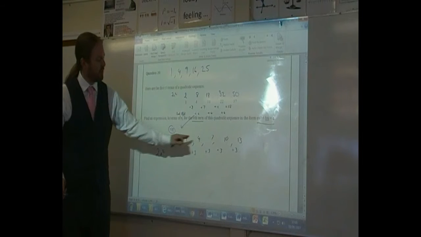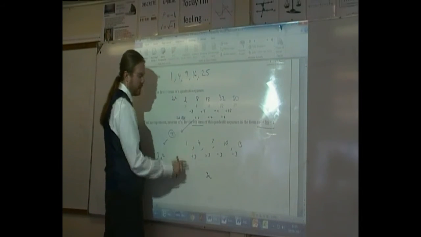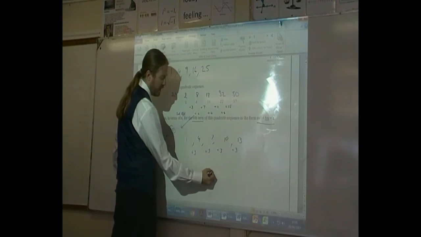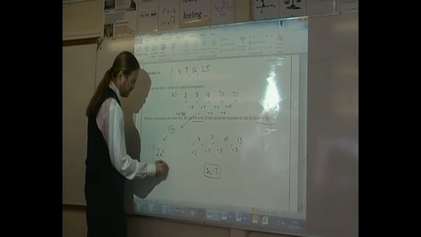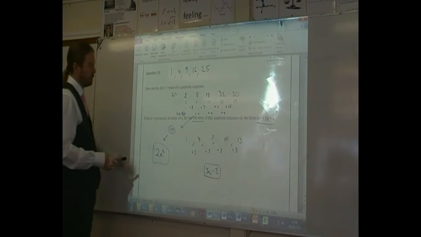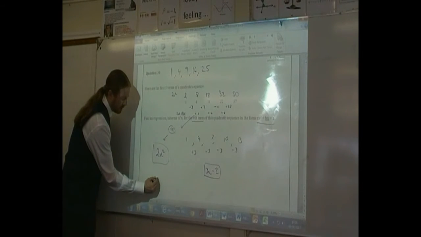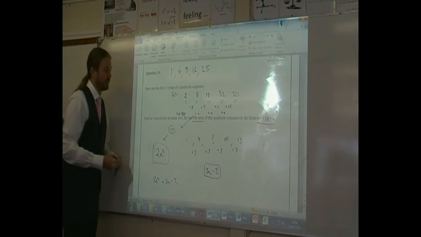So our nth term for this sequence is going to be 3n, and then either take away 1 or work out what number before that would be, so it's 3n minus 2. So going back to our original sequence, all we had to do was put those two together. So we've got 2n squared plus 3n minus 2.